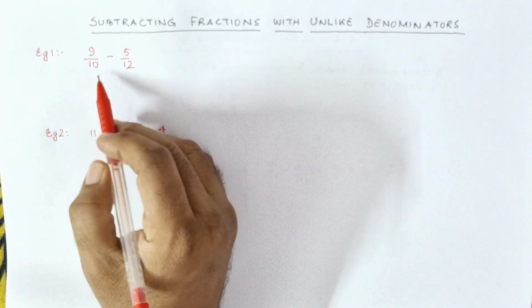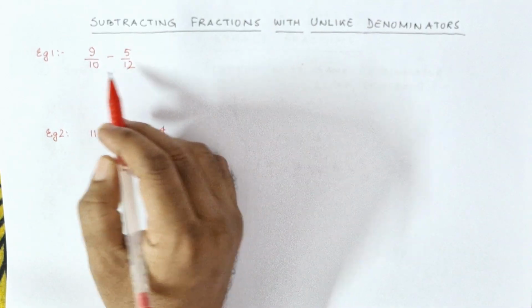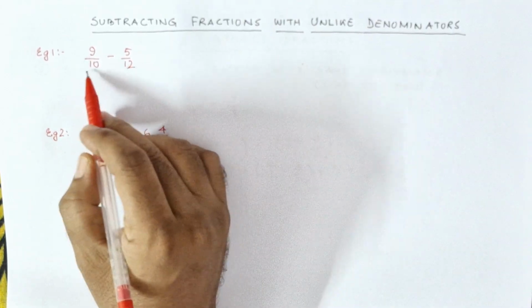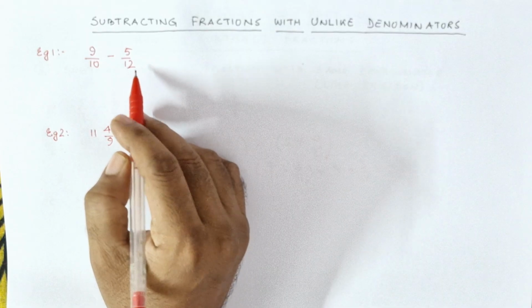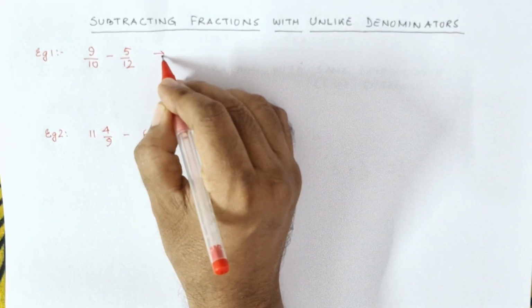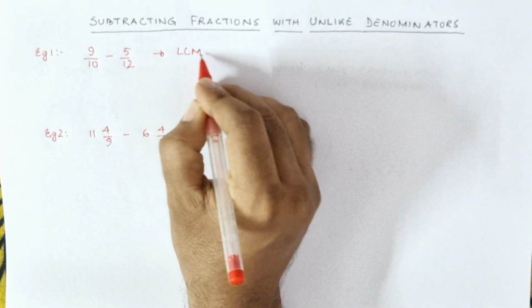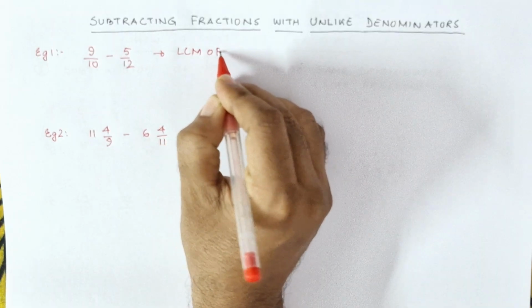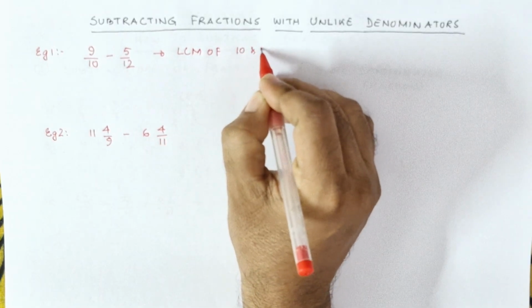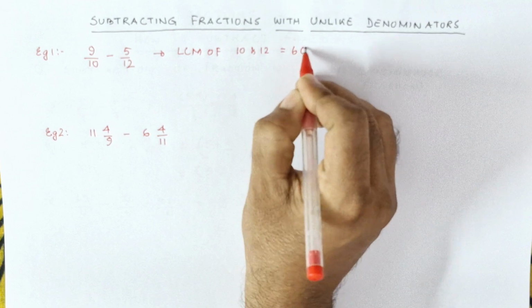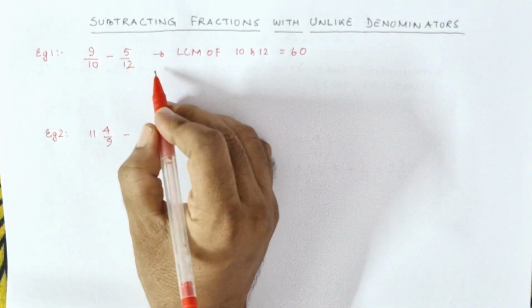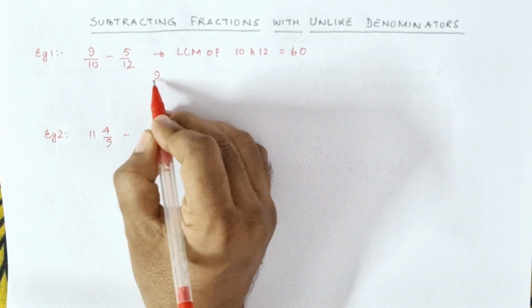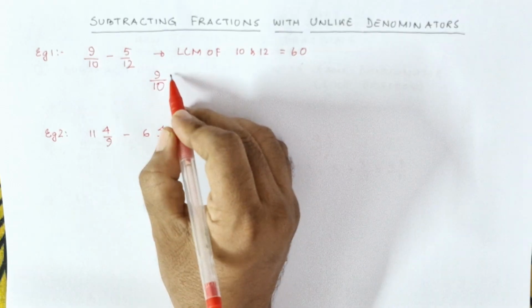The first example is 9 by 10 minus 5 by 12. These are unlike denominators. So let us find the LCM of 10 and 12, which would be 60. Got it? Now you can convert this 9 by 10 into like fractions.